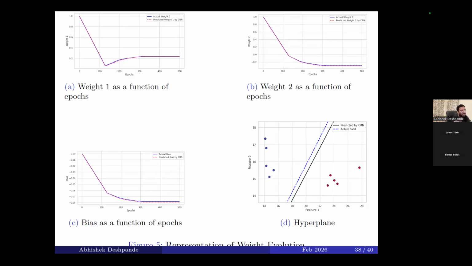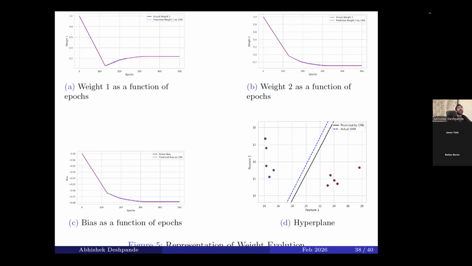Finally, figure D is showing something interesting. Figure D is showing the actual SVM, right? The actual SVM is this dotted blue line that separates the two data points, and what we get using the reaction network is this black line that you see there. There is some difference, and that difference arises due to numerical inaccuracies of simulating ODEs and steady states and floating point numbers, but it's fairly close to the actual SVM.